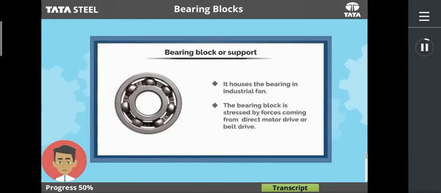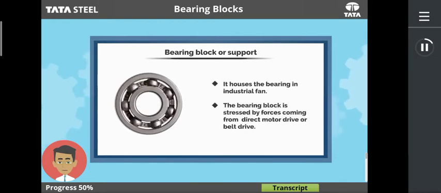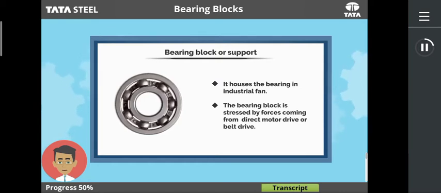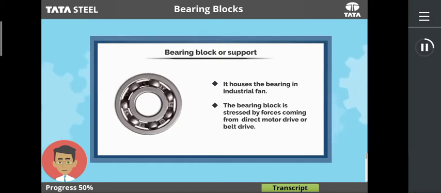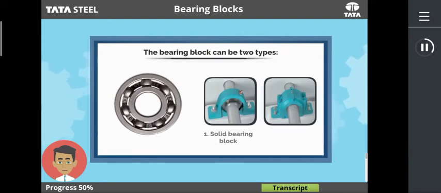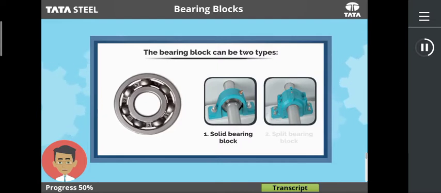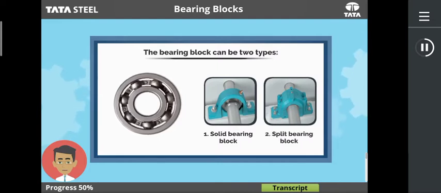Bearing block for support. It houses the bearing in industrial fan. The bearing block is stressed by forces coming from direct motor drive or belt drive. The bearing block can be of two types. 1. Solid bearing block. 2. Split bearing block.